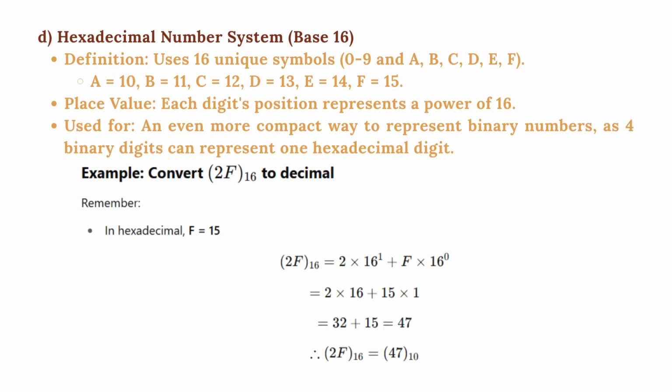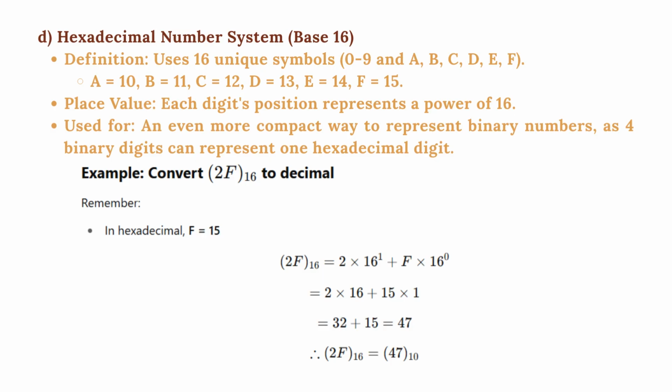Next we have the hexadecimal number system, also known as base 16. It uses 16 unique symbols, 0 to 9 and A, B, C, D, E, F. A is 10, B is 11, C is 12, D is 13, E is 14, F is 15. Each digit's position represents a power of 16. An even more compact way to represent binary numbers, as 4 binary digits can represent one hexadecimal digit.